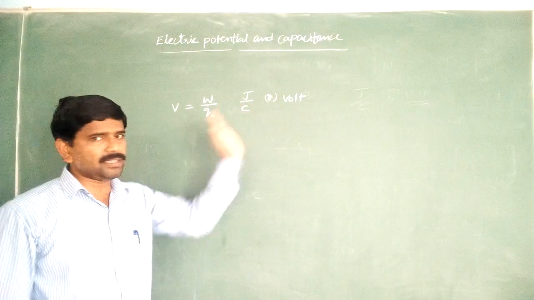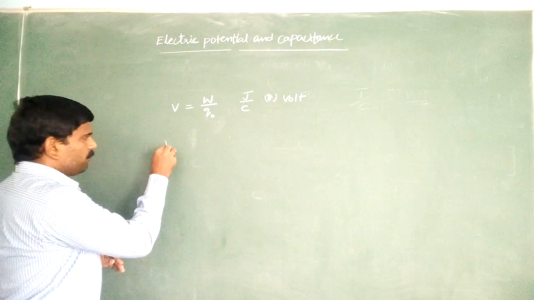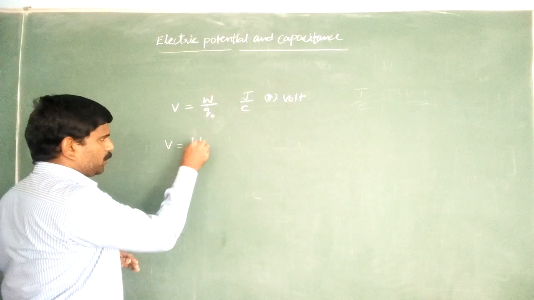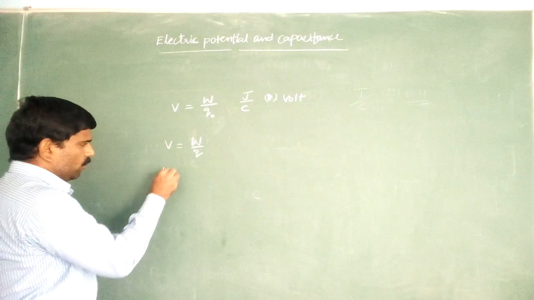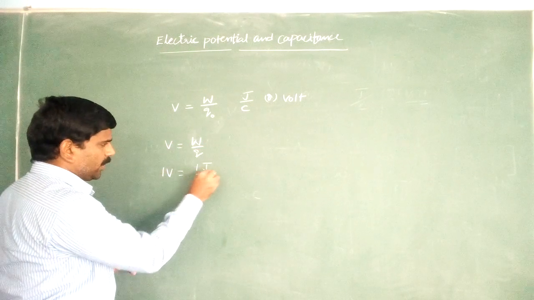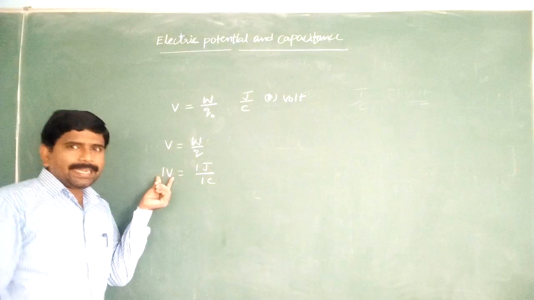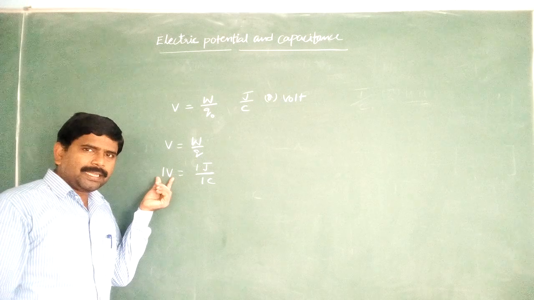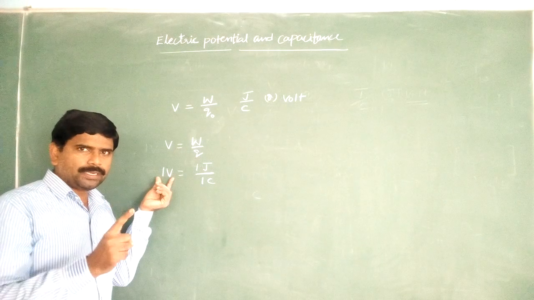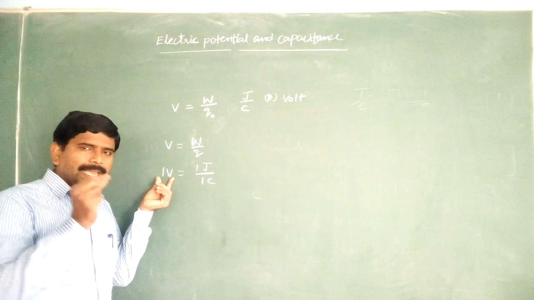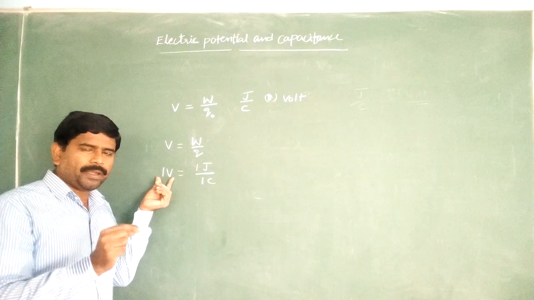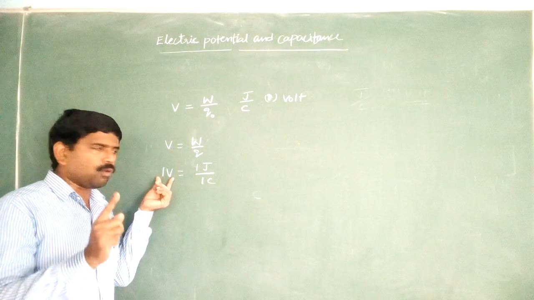How do we define this volt? Observe, V is equal to W by Q. That is, 1 volt is equal to 1 joule per 1 coulomb. Electric potential at a point is said to be 1 volt. One more time, electric potential at a point is said to be 1 volt.